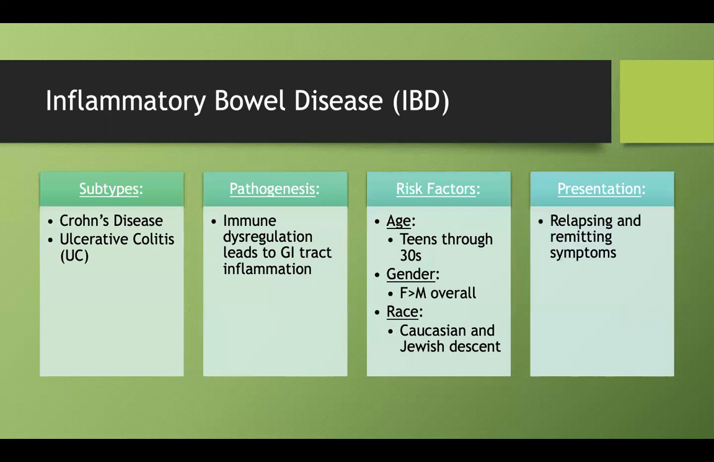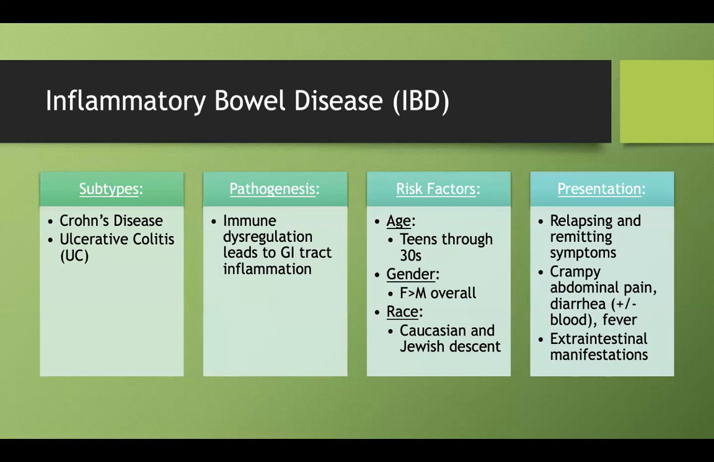And how is this going to present? It's going to present first off with relapsing and remitting symptoms. So you might have a flare up for a couple days to weeks, and then it might go away for a while. You'll be asymptomatic. And the big things to recognize with IBD is you're going to get abdominal pain. You're going to have diarrhea, oftentimes bloody diarrhea. That's a really good giveaway on tests. And fever.